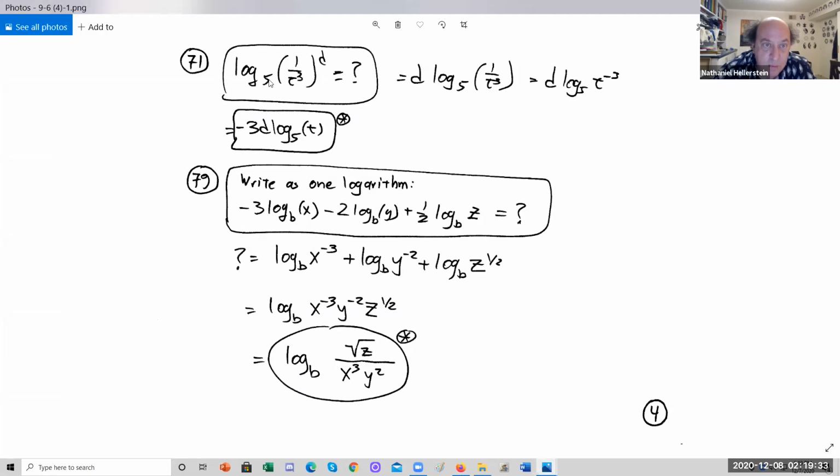Here we have log base 5 of 1 over t cubed to the d power. Well, out comes a d, so it's d log base 5 of t to the third. A reciprocal of a third power is a negative third power, d log base 5 of t to the negative 3. Negative 3 comes outside and you get negative 3d log base 5 of t.